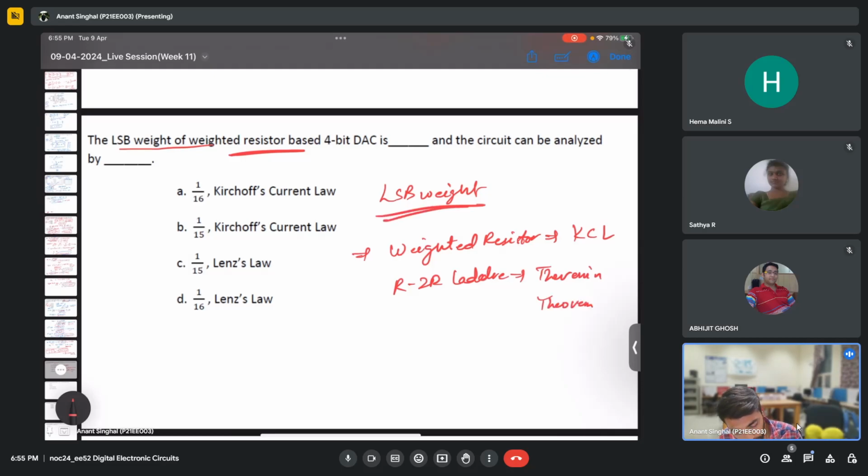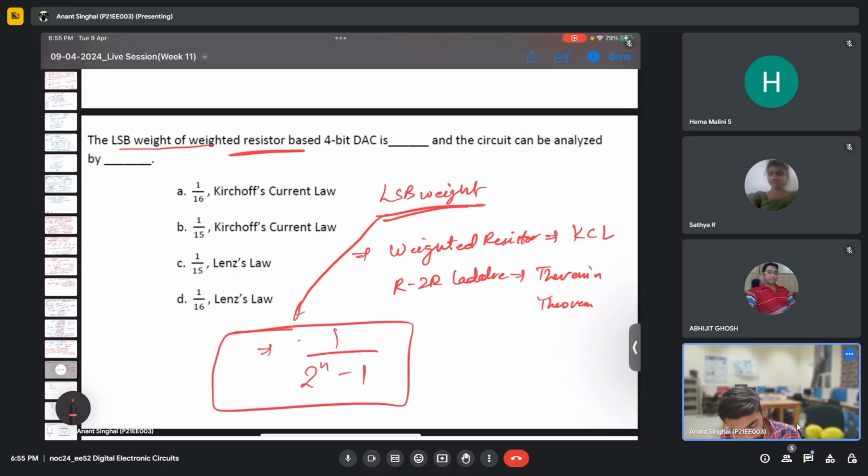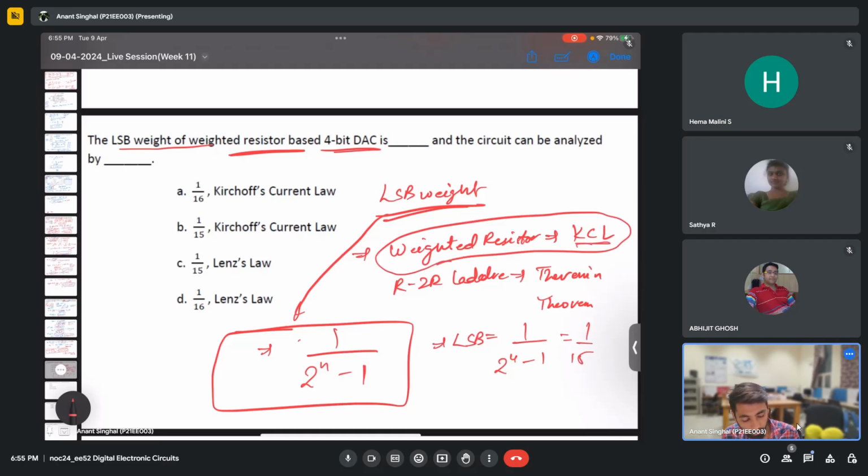So LSB is always given by, as we already know from the resolution also, 1 by 2 raised to the power n minus 1 for any DAC. It is given for a 4-bit DAC, so we can calculate the LSB, which will be 1 by 2 raised to the power 4 minus 1, that is 1 by 15. And any weighted register is working on the basis of Kirchhoff's current law. So the correct answer is option B here.